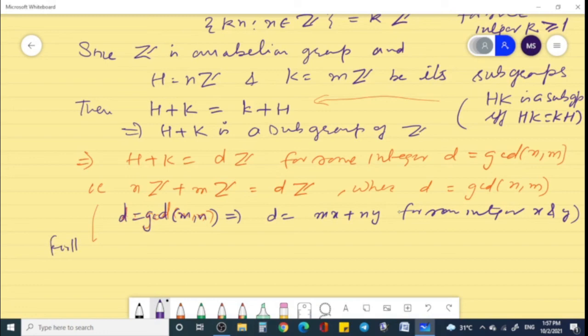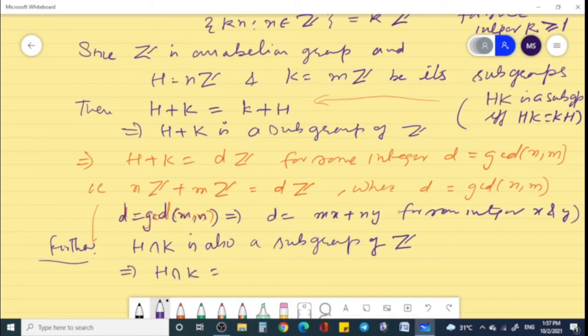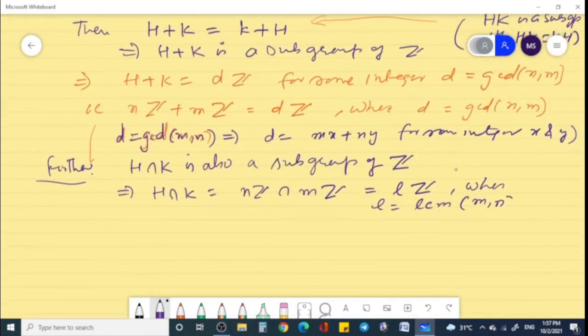Also further we consider the intersection of these two. H intersection K is also a subgroup of Z, so that will also be a cyclic subgroup, which means nZ intersection mZ is a cyclic subgroup, so it will be of the type lZ, where l is the LCM of m and n. So we can see that from this study here, every subgroup of a cyclic group is cyclic.